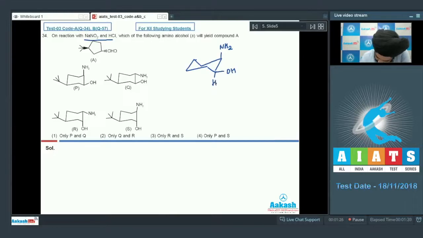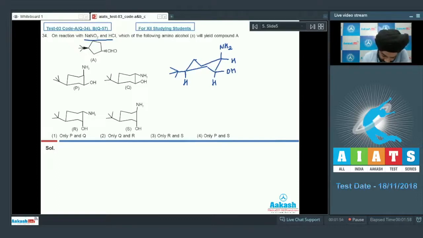So we have an H at the axial at this carbon, and we have H at the equatorial at this carbon. Okay. So there is a tertiary butyl group present as well at the equatorial position, and we have an H present at the axial position. Okay. So we have to react this compound with NaNO2 and HCl.